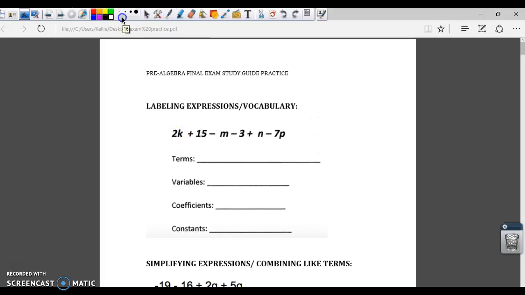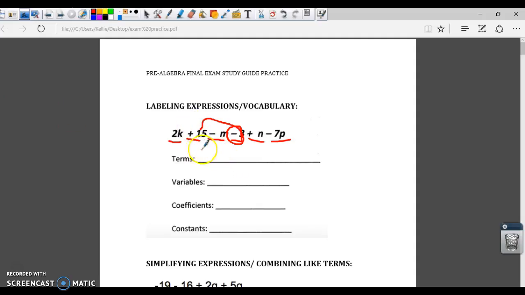Everything, let me make this a little bit smaller so it's easier to see, that we have here is a term. This is a term, that's a term, that's a term, that's a term, that's a like term with this term, this is a term, and this is a term. Other than the 15 and a -3, all of them are different terms. The 15 and -3 are like terms because they don't have variables with them.